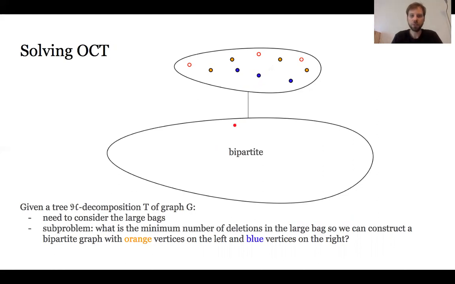So we ask for the minimal number of vertex deletions here in this large bag. So the obtained bipartite graph has the orange vertices on the left and the blue vertices on the right. And since we are guaranteed that this graph is bipartite, this is exactly the same subproblem one comes across when solving odd cycle transversal via iterative compression. And this subproblem turns out to be solvable in polynomial time.